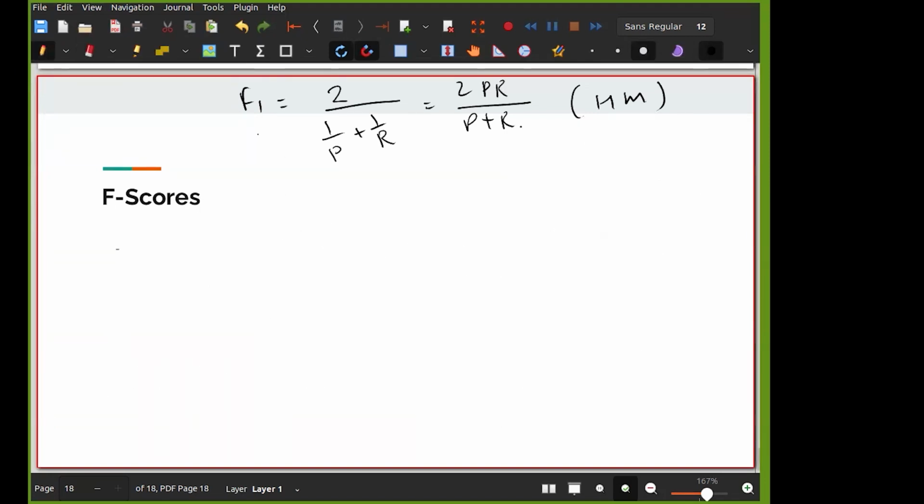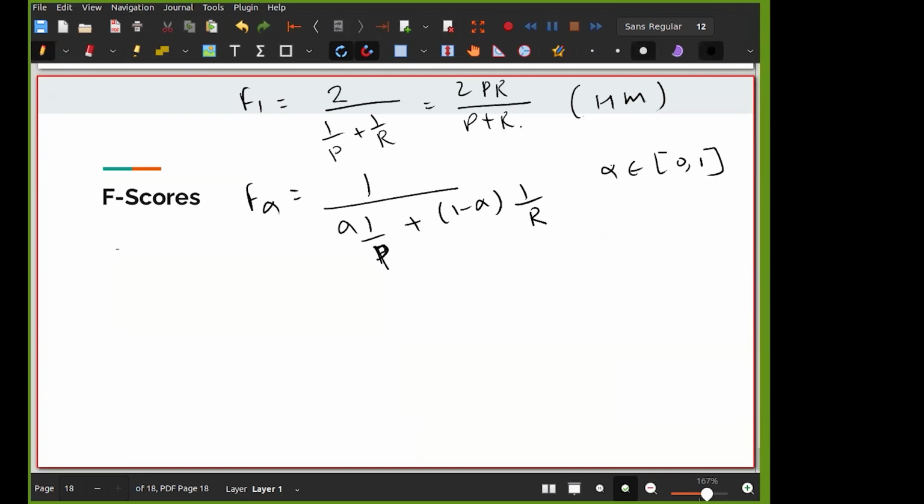So in this F1 score, what we have done is we have weighted precision and recall equally. So there's something called F alpha score, which is a weighted form of this. So it is 1 by (alpha times 1 by P plus (1 minus alpha) times 1 by R). And here alpha is between 0 and 1. So here we can adjust the weight alpha between 0 and 1 to give more importance to precision or recall or whatever, right? So that's my F alpha score.